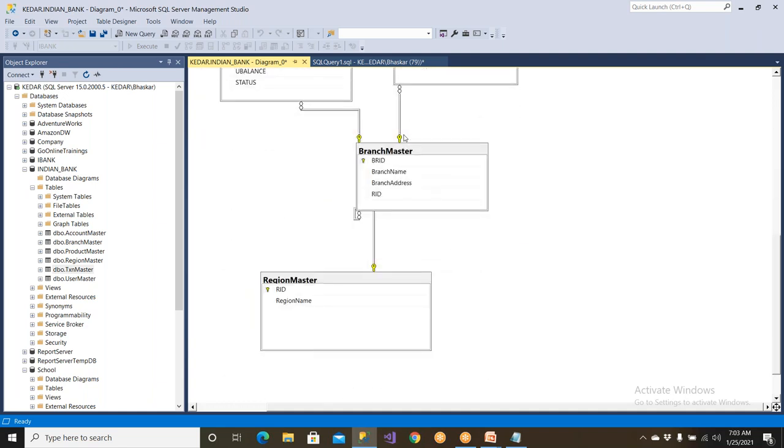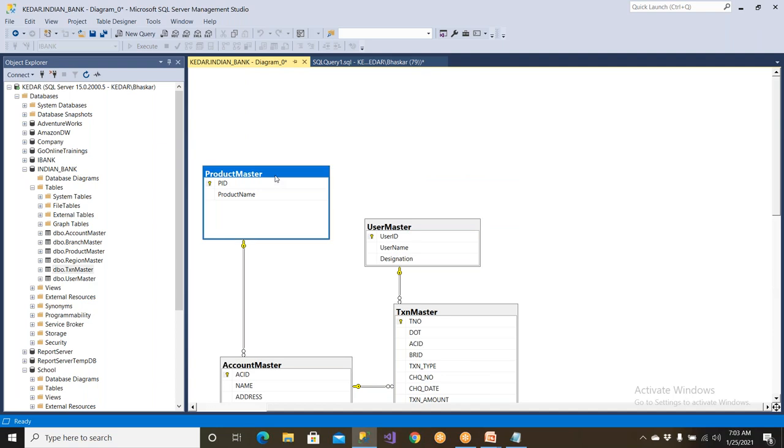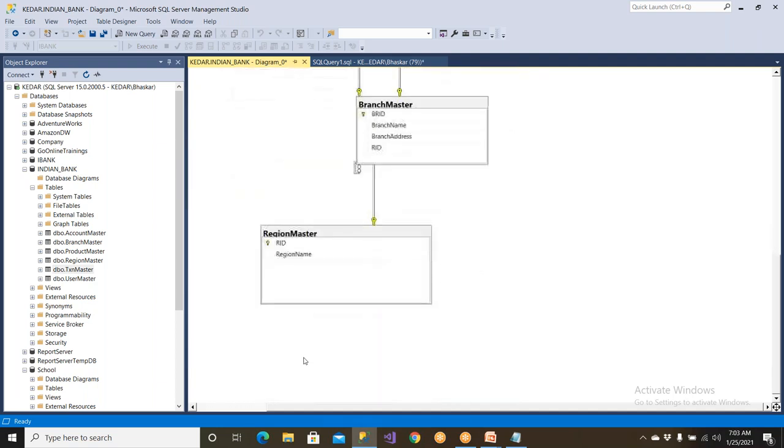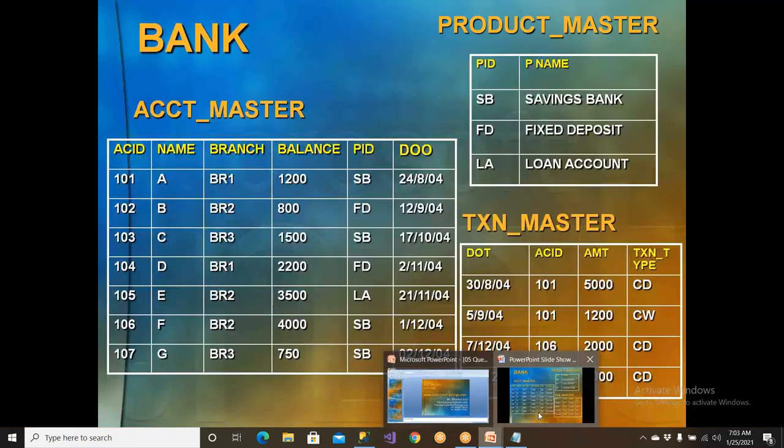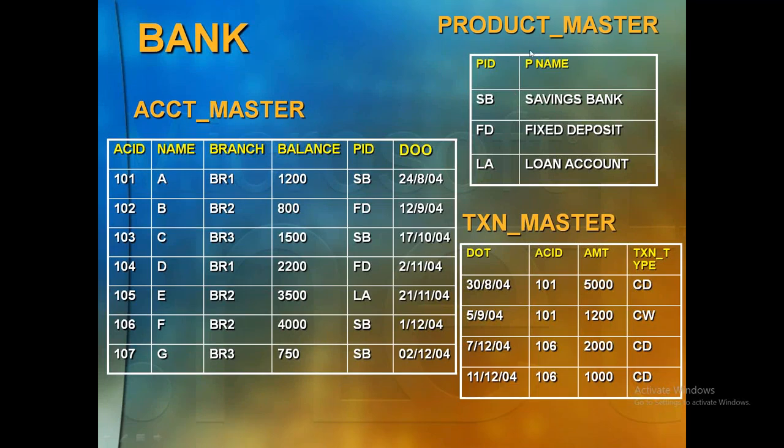So the manager will tell you, I need the data from the region master table as well as the product master table. Is there any direct link between product master and region master? There is no link at all. So if you want to join the tables, you must have a common column. Otherwise, directly linking is impossible. For example, in this case, product master, transaction master, can we link directly? No, there is no common column.